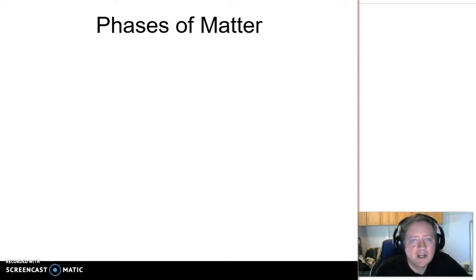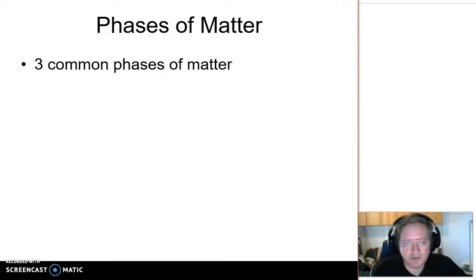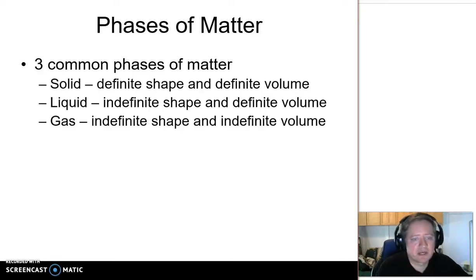Before we start talking too much about different things, we need to understand the different phases of matter. Now, we know there's more than three, but there are three common phases. In elementary school, and even middle school, I'm not going to worry too much about more than three, like Bose-Einstein condensates, or plasma, or different things like that. So for the common phases of matter, we have just the three: solid, liquid, and gas.